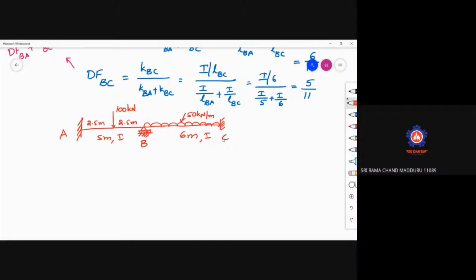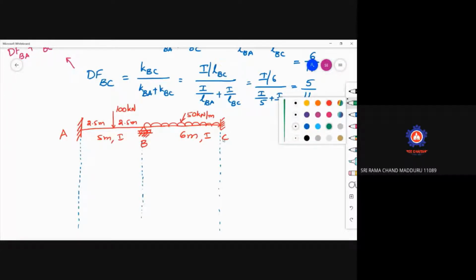Now just extend the lines to do the problem as per the moment distribution method. Just extend the lines like this. At the joints and supports, just extend the lines. Now in the first one, just left of the support A here in your notebook, write down the first one, that is distribution factor.